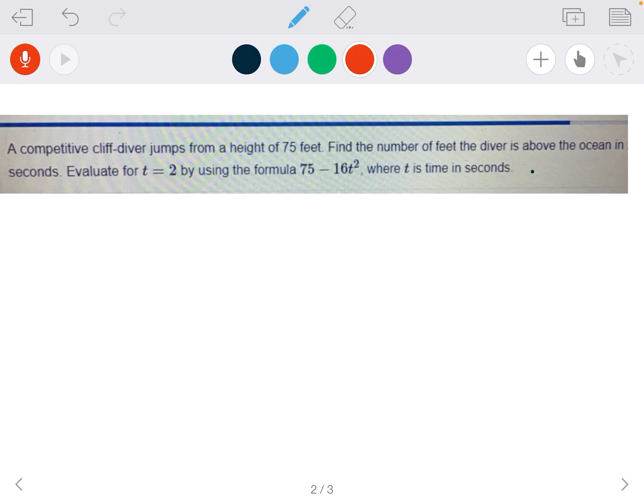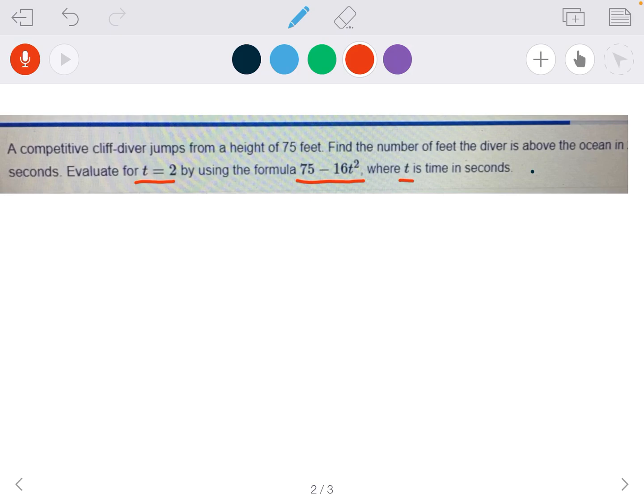The next one I want to show you has a square in it, so I wanted to show you how to do that. Let's read the problem. A competitive cliff diver jumps from a height of 75 feet. That's kind of high. Find the number of feet the diver is above the ocean in seconds. Evaluate for t equals 2 using the formula 75 minus 16t squared, where t is the time in seconds.